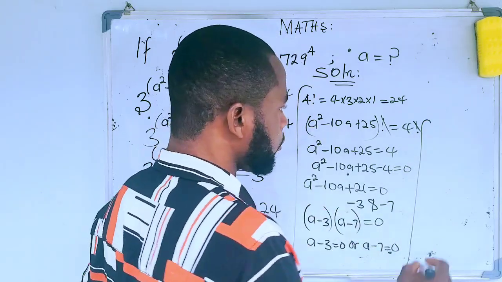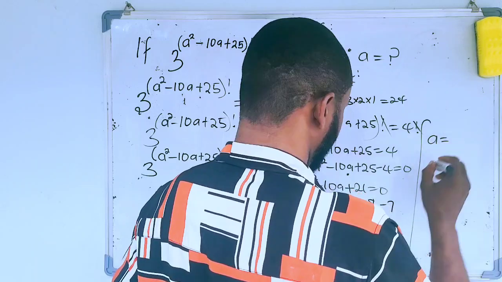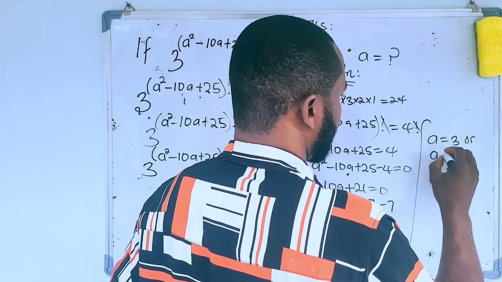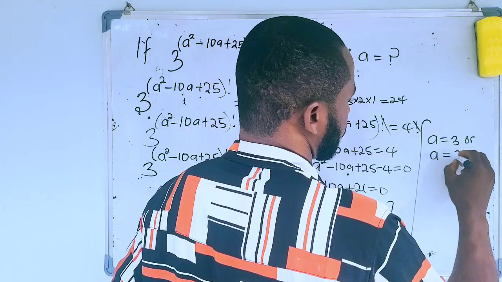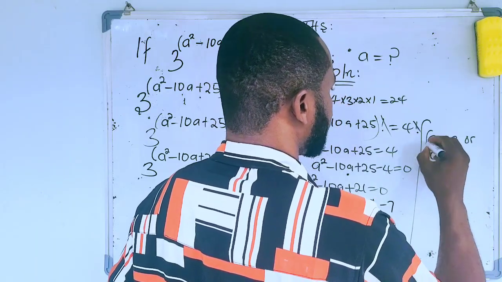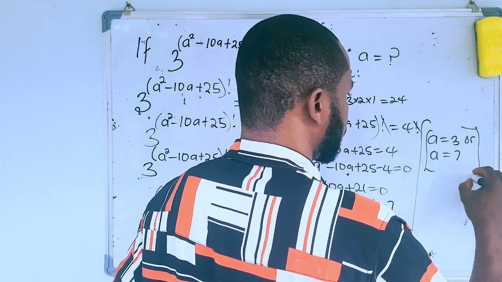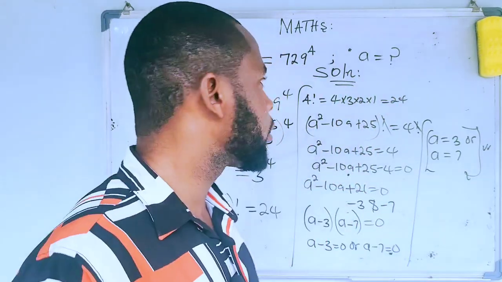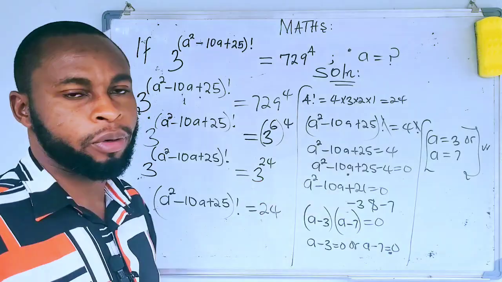Therefore, a equals 3 or a equals 7. And these are the possible values of a that will satisfy this given exponential equation right here on the board.